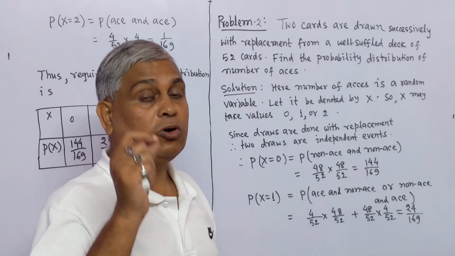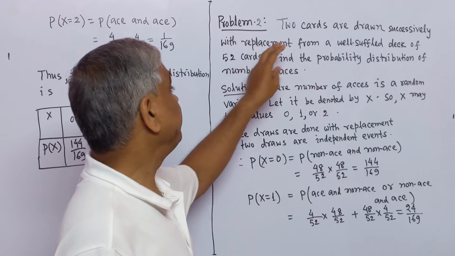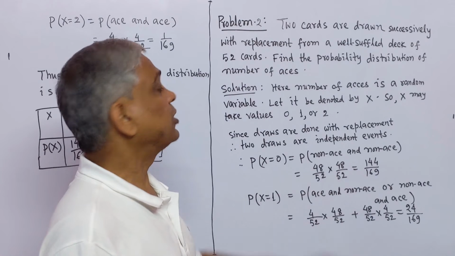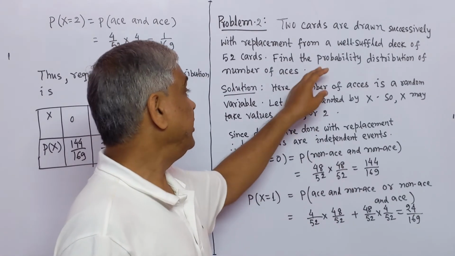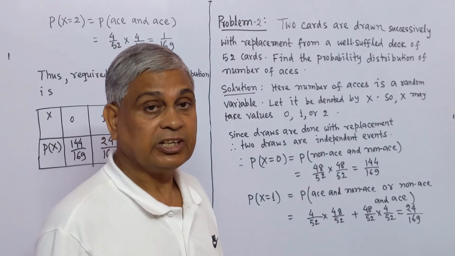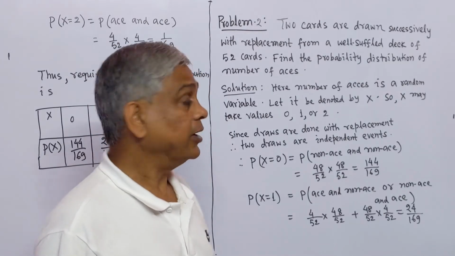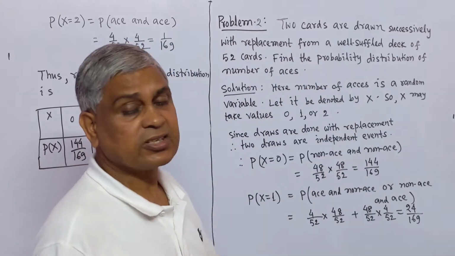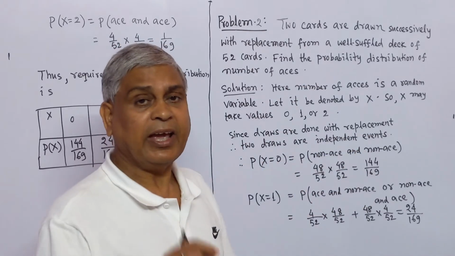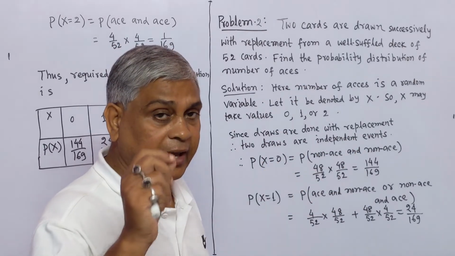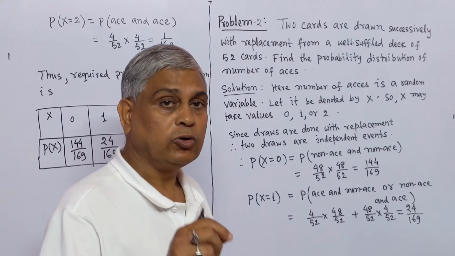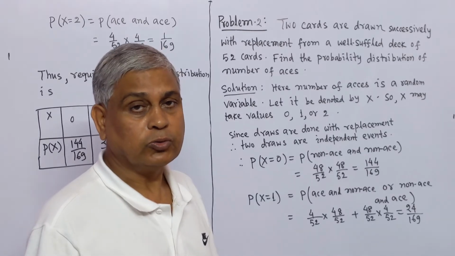Two cards are drawn successively with replacement from a well shuffled deck of 52 cards. Find the probability distribution of the number of S's. Now we solve this. Here the number of S's is a random variable. Let it be denoted by x. So x may take values 0, 1 or 2.